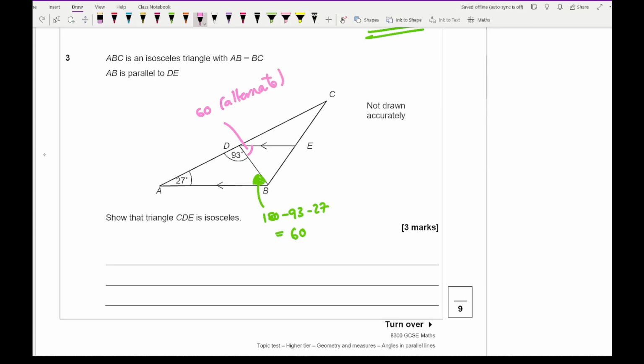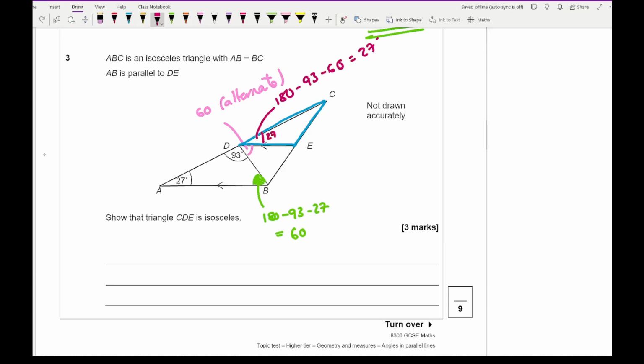And one thing that I did forget to do is to mark the triangle that's in question. The triangle in question is showing that this triangle here is isosceles. So if that angle there is 60, I can then work out what this angle here is going to be by doing 180 minus 93 minus 60. Now that's going to give me an answer of 27. So this angle here is 27.